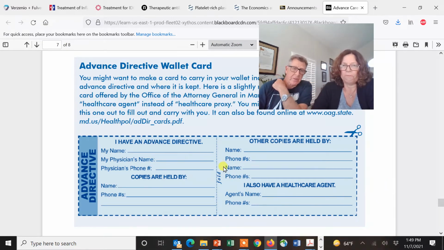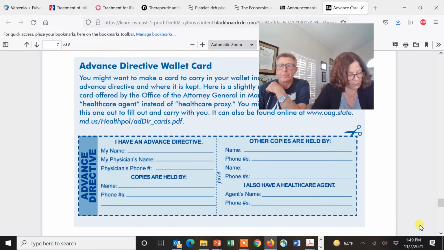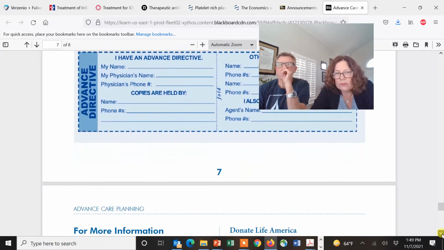So you could even print this out onto a card, say, and cut it out. Carry that in your wallet. Put it in your wallet. Yes, absolutely. So scroll down a little bit.